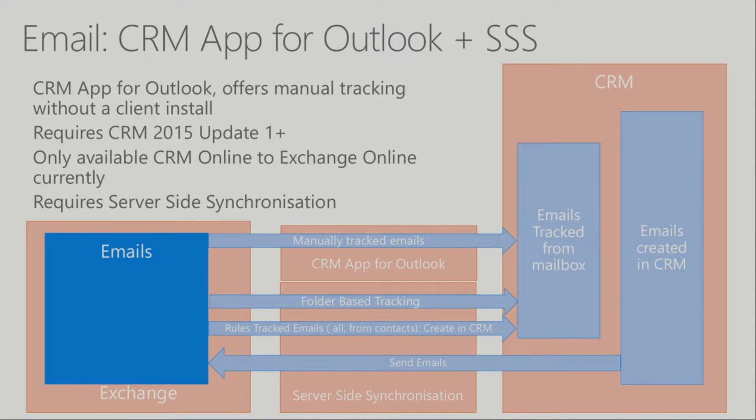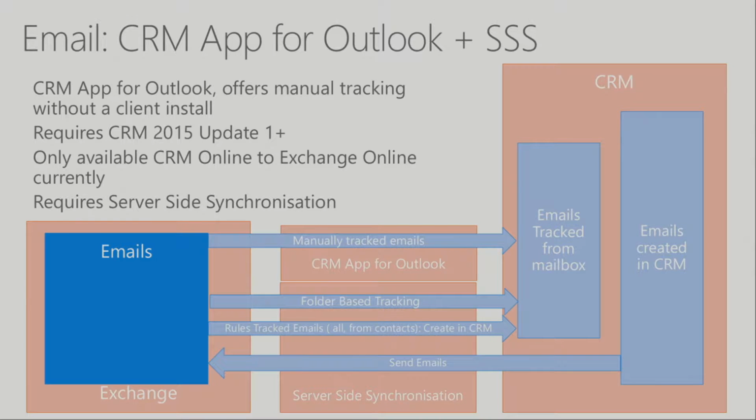And the reason it's missed is you clearly need to provide some interaction. Server-side sync is happening on the server. We need somewhere to capture the manual action if you want it manually tracked, so we need some user interaction point, which is where we've introduced the CRM app for Outlook. And the CRM app for Outlook is designed to work in conjunction with the server-side sync. And again, this is lost sometimes, is that it cannot work without server-side sync.